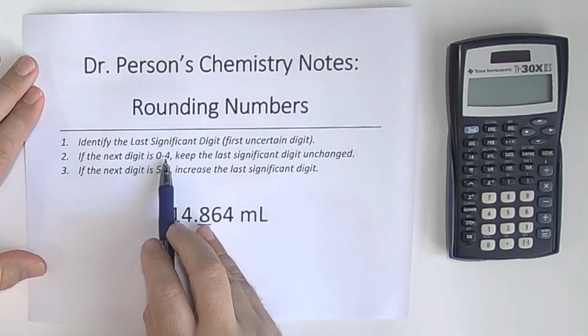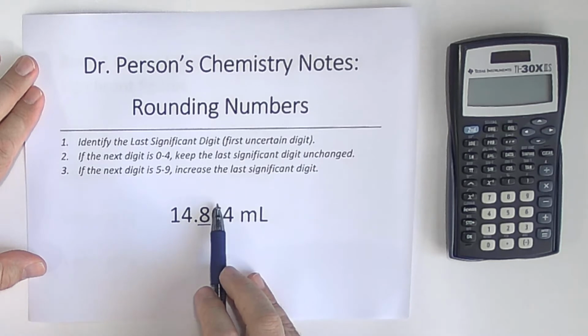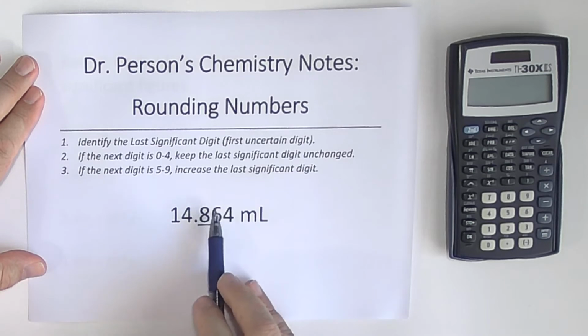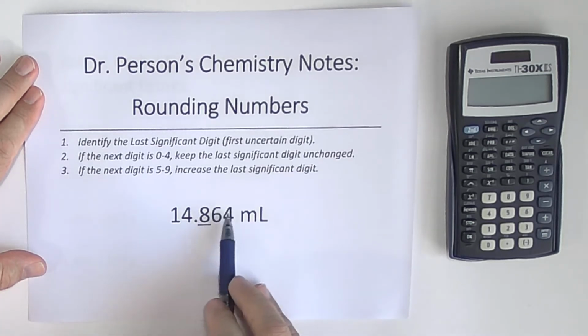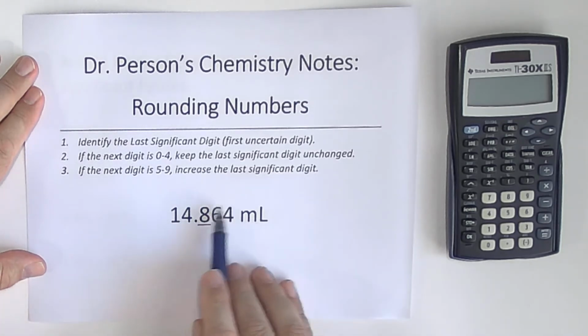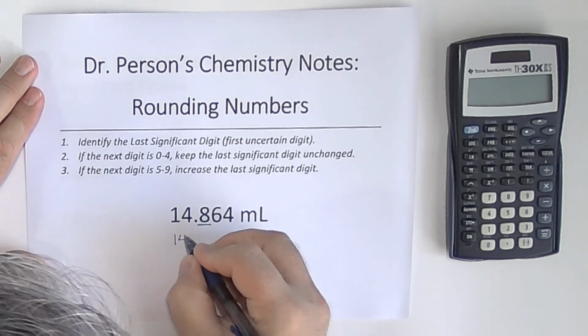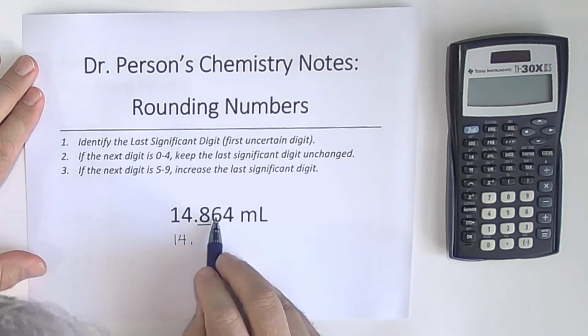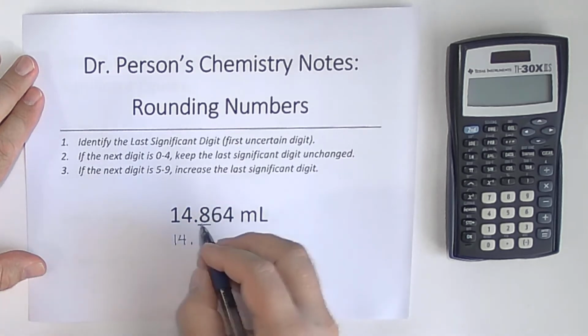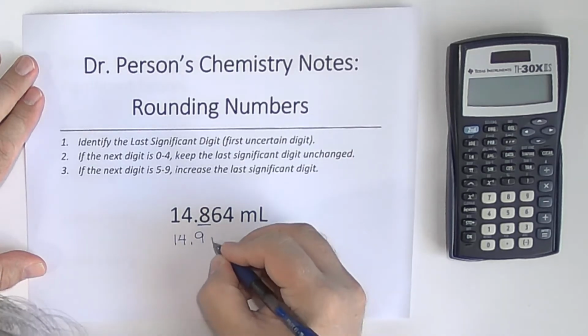If the next digit is 0 to 4, you leave your last significant digit the same, and you replace these other zeros. If they're after the decimal point, you just get rid of them. If you need them as placeholders, if they're before the decimal point, you replace those digits with zeros. In this case, we don't need to keep them to mark where the decimal point would be, so this number should just be 14 point. If it's 5 to 9, we increase it. So 5 to 9, this becomes 14.9 milliliters.